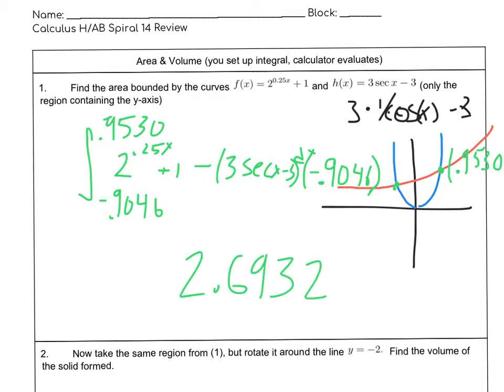2.6932. If you're in the AP side of this course, you got to use 3 decimal places. You can either round or truncate. That means chop off after 3. But if you do not use at least 3 decimal places, you're going to lose the points on any free responses that have that.